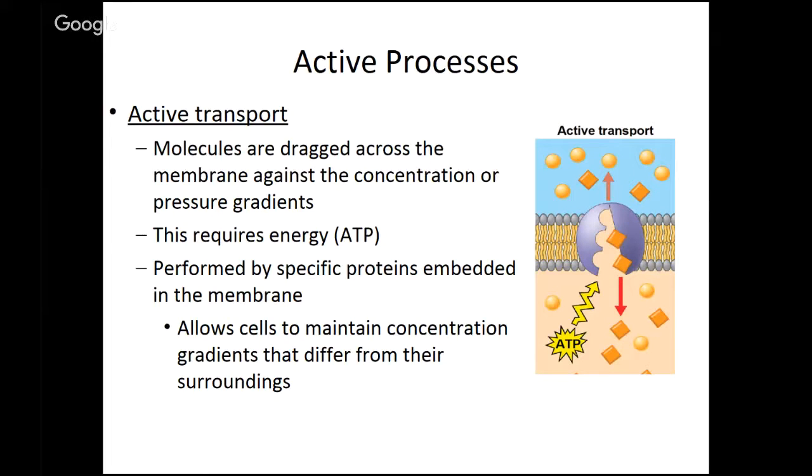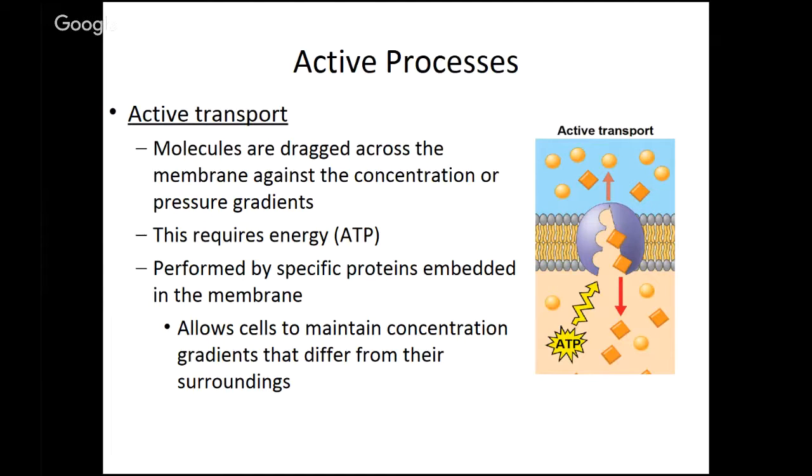Now, you may remember that passive transport was a means for cells to move molecules with the gradient. So they would move them from areas of high concentration to areas of low concentration. And passive transport included things like osmosis and diffusion, which you played with in lab.